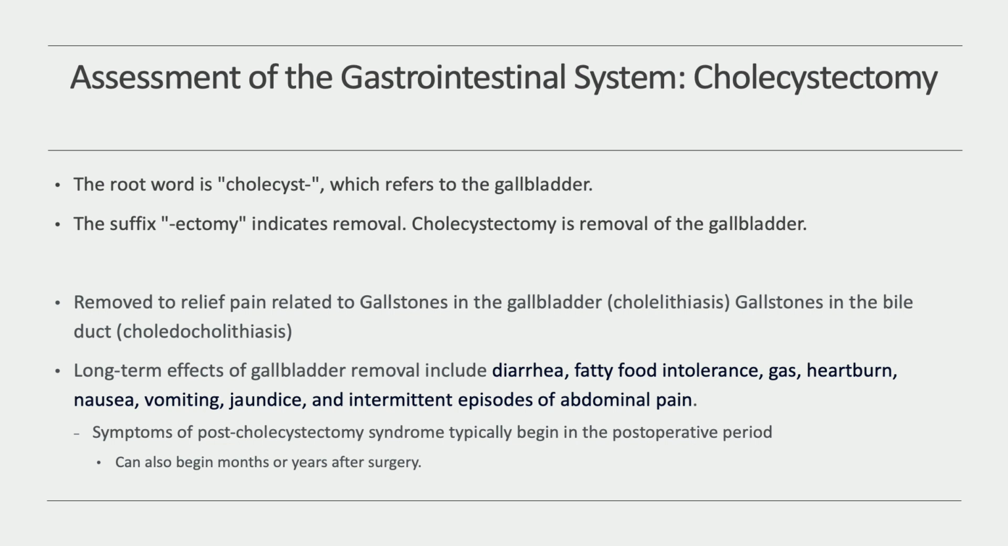The long-term effects of it: we're going to get diarrhea right after we eat, fatty food intolerance, right? So cheeseburgers are a no-no, or you're going to have to go straight to the bathroom. You might get nauseous, you might vomit, you might get yellow, you might have issues of abdominal pain. This can happen for years after surgery. So please understand your side effects. Please understand what it is, why we're doing it, and what the expectation is as well.